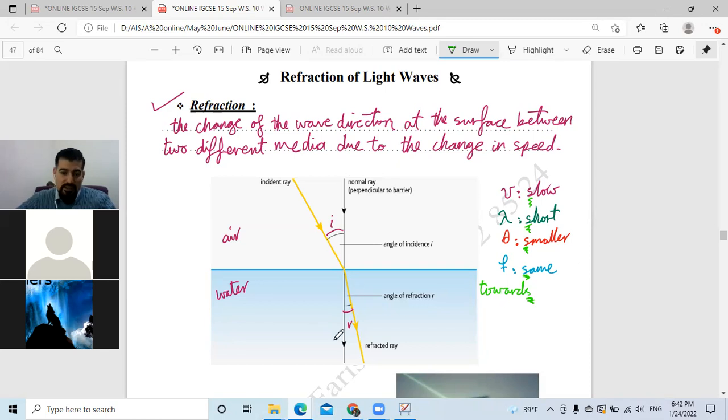And this is the normal. It bends towards it. But if the ray was perpendicular, it will still stay on the normal. So the angle is still 0 for this ray. It only slows down. It doesn't change its direction.